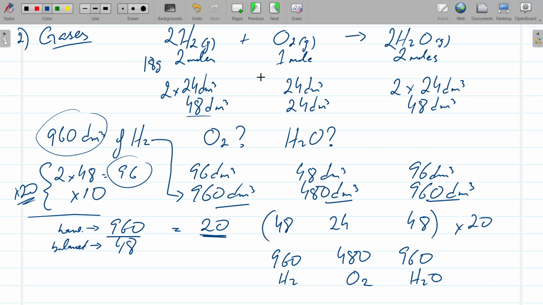The number of moles. If I used 18 grams of oxygen, sorry, hydrogen, then what mass of oxygen would I be using?